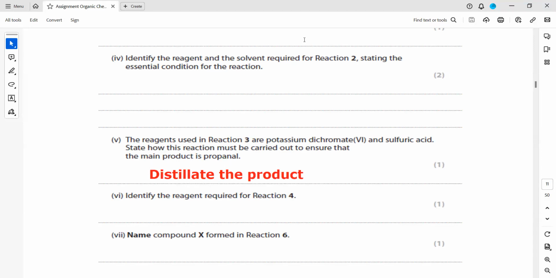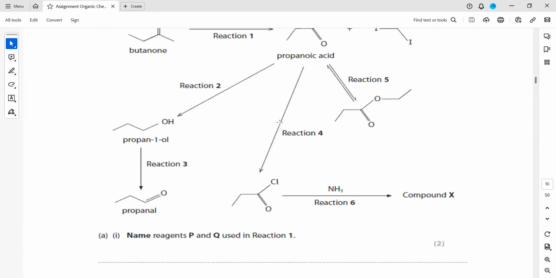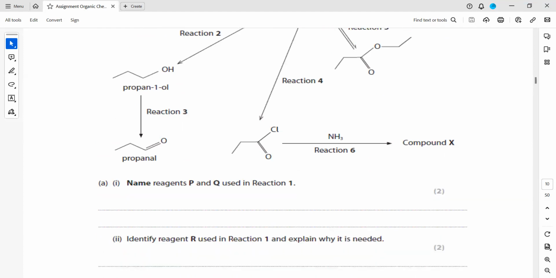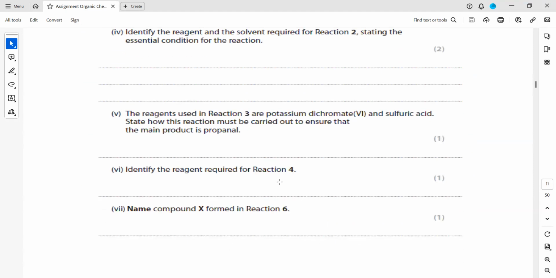Identify the reagent required for reaction 4. What is reaction 4? In reaction 4, propanoic acid is converted into acyl chloride. So how can it be converted? We can use PCl5, phosphorus pentachloride, or phosphorus trichloride can also be used. So phosphorus pentachloride.